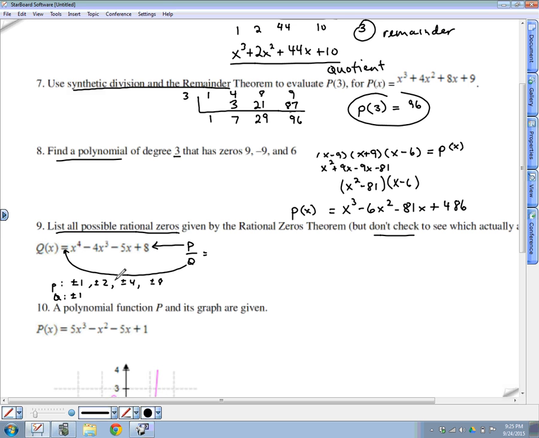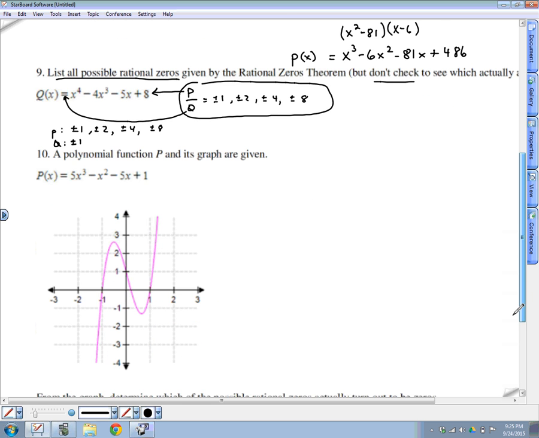So to take all the values of P separately and divide them by the values of Q, dividing by Q, since Q is 1, isn't going to change any of the values of P. So P divided by Q: plus or minus 1, plus or minus 2, plus or minus 4, plus or minus 8. And that's all it was asking you to do, is give a list of the possible zeros, and there they are.